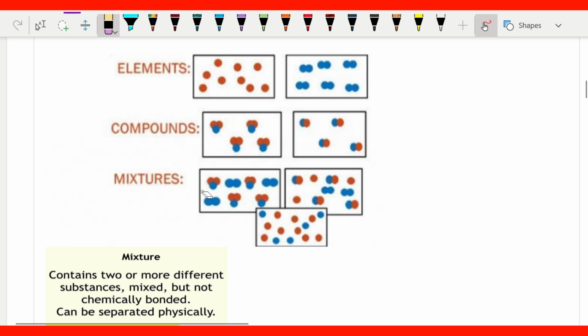Alright, now this is a mixture. A mixture is not chemically bonded. This is a compound, and this is an element. This is a mixture of a compound and an element. This is a mixture of the same compound and element, and this is also a mixture of elements. A mixture contains two or more different substances mixed but not chemically bonded, and can be separated physically. So that is a mixture. Right, now let's move on.